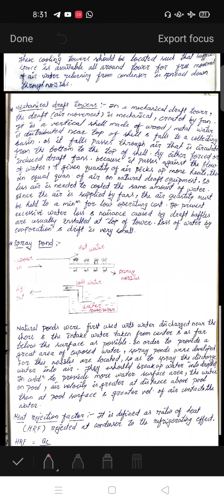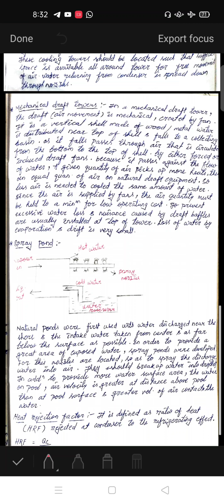Because the air passes against the flow of water, a given quantity of air picks up more heat than an equal quantity of air in natural draft equipment. So less air is needed to cool the same amount of water. Since the air is supplied by fans, the air quantity must be held to a minimum for low operating cost and to prevent excessive water loss. Draft baffles are usually installed at the top of the tower.